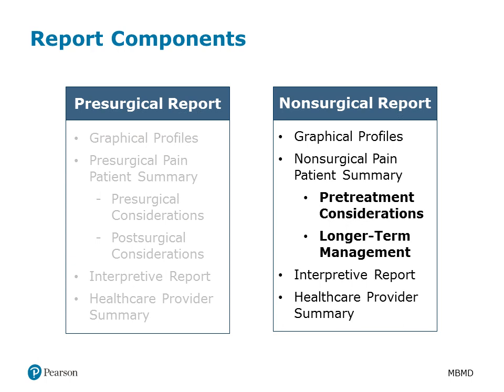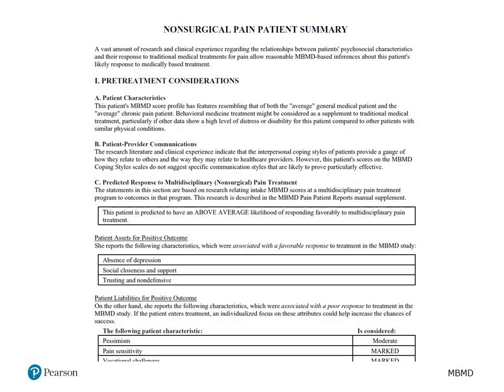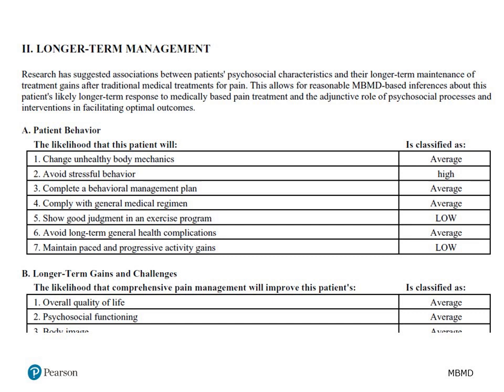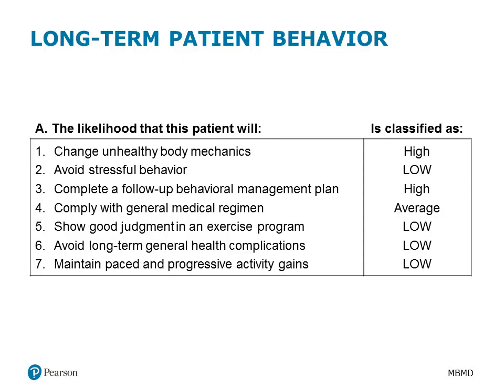The next section provides longer-term management information that provides theory-based predictions about the likelihood that comprehensive pain management will lead to improvements across various areas of functioning. I've included here a couple of samples from a test report, which are also available to the people who attended this webinar as a PDF that you could have downloaded. Some of these pre-treatment sections are illustrated here. Some of the longer-term management sections are on the next slide. I'm going to go into a little detail on these final sections.